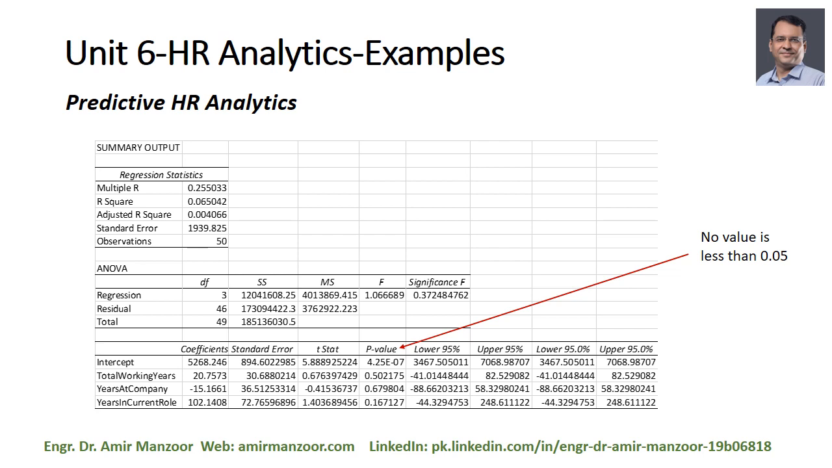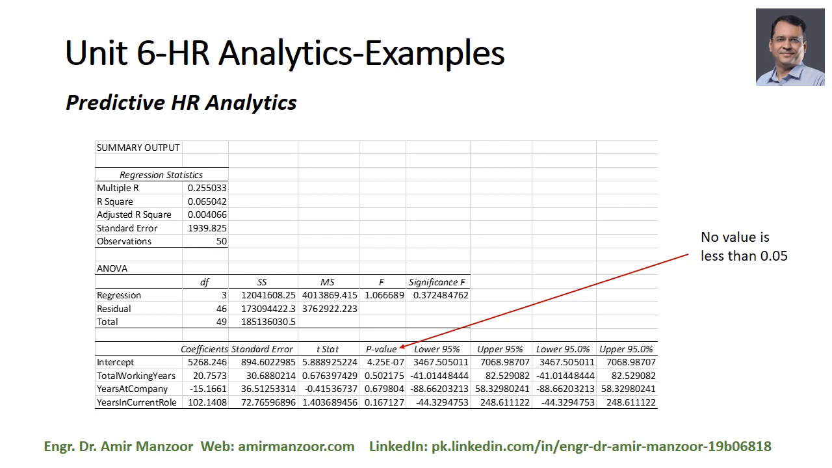So if we look at this information, for example, the coefficient of the total working years is 20.7573. So in other words, if the total working years increases by 1 unit, it causes a corresponding change of 20.7573 in the value of the monthly income. This is what the coefficient tells us.